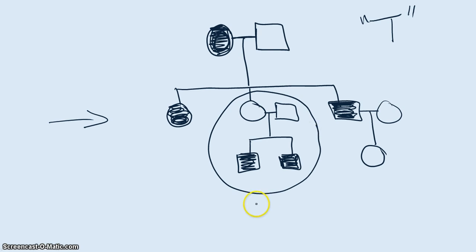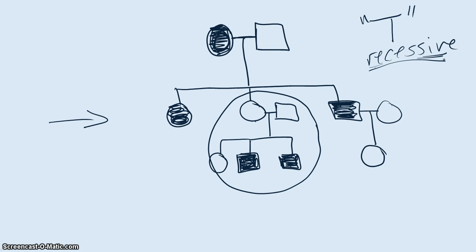So for our trait T, this tells us that this trait is recessive because it skips a generation right here. We have our 2 parents that are not affected having a child or more than 1 child that is affected. Now they could also have another child that isn't affected. That doesn't matter, so long as we have 2 parents not affected having at least 1 child that is affected. So now we know that this trait is recessive.